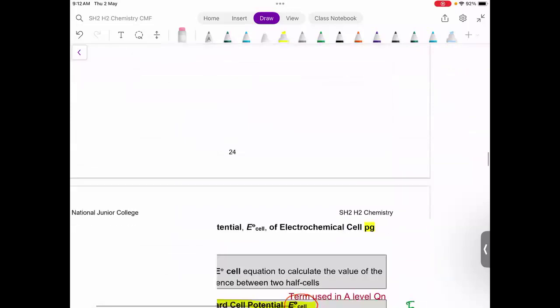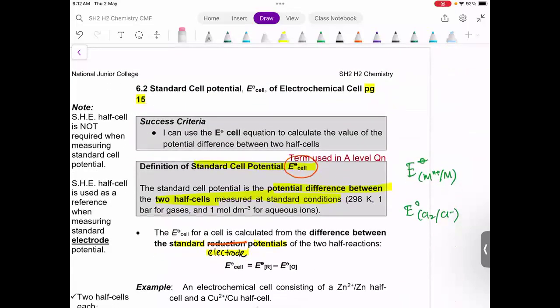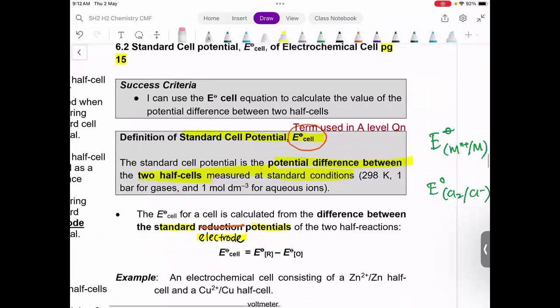Is it okay? All right, let's look at the next one, standard cell potential. Previously we talked about the standard electrode potential. Now it is standard cell potential. Please take note, typically in an A-level question, they will not spell out standard cell potential. They will just use a symbol and ask you to calculate E naught cell. You must know it refers to the potential difference between two half cells measured at standard condition. I hope you still remember the meaning of standard condition: temperature, pressure 1 bar for gases if involved, and all aqueous ions 1 mole per dm cube.